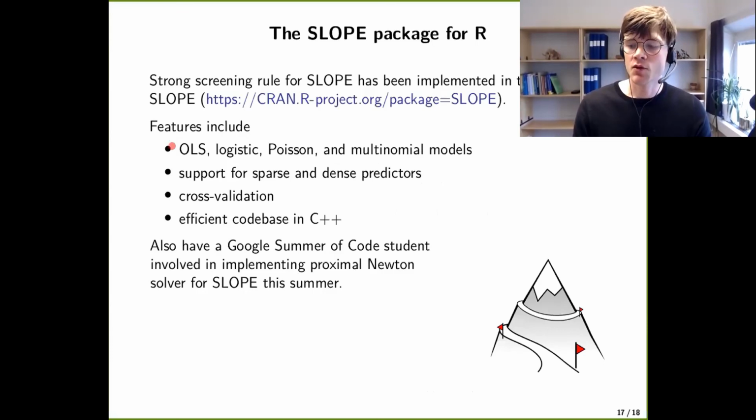In any case, we have introduced these rules into our slope package for R, which you can find at the address given here. And apart from introducing these screening rules, we also have support for, as you could see in this presentation, least squares regression, logistic, Poisson and multinomial models regularized with the sorted L1 norm, and also support for sparse and dense predictors, cross-validation, and everything has also been recently transported from R to C++. The package runs pretty fast.